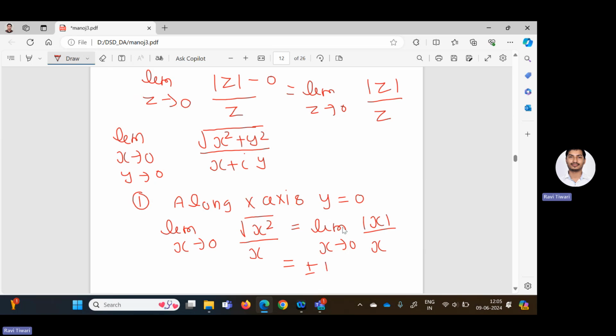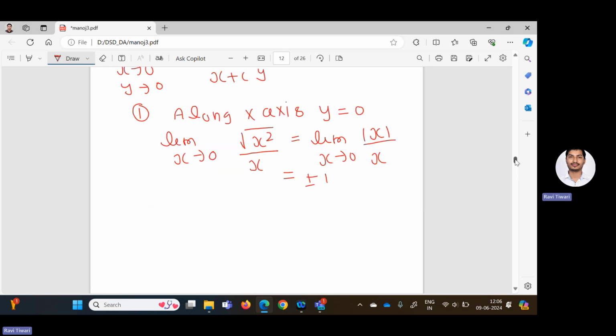So you are looking here, only one path is sufficient to prove that this function is not differentiable, because the modulus function can be defined in two ways. If x is greater than or equal to 0, then x. If x is less than 0, then minus x. So when choosing x greater than 0, we get 1. If x is less than 0, then we get minus 1. So we are getting plus minus 1. So only one path is sufficient to prove that this function is not differentiable.